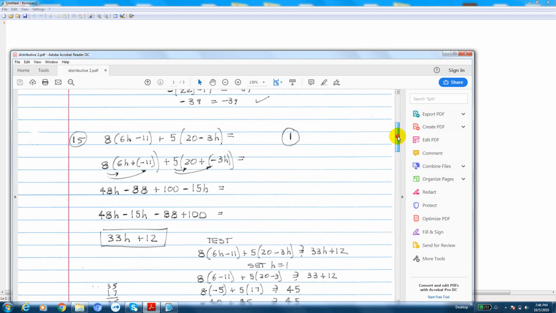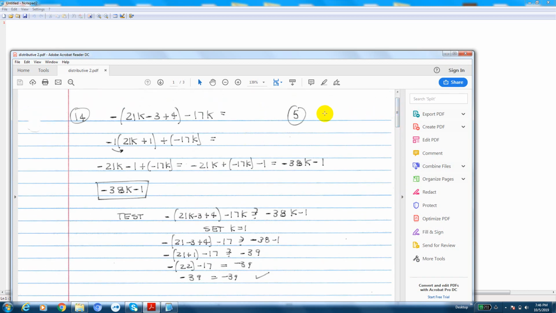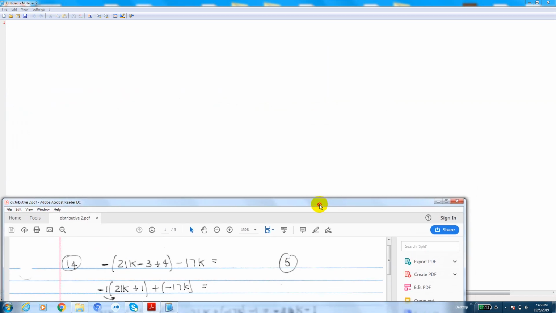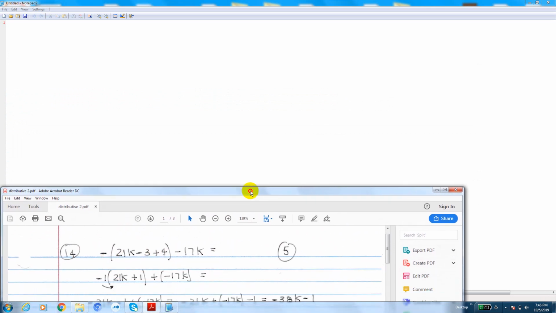Let's see about number 5. Okay, here we have one where there's just a negative. See that negative there? What do you do? You could put a 1 there. You put a negative 1 there, and you go from there, right? See, you put a negative 1 there.